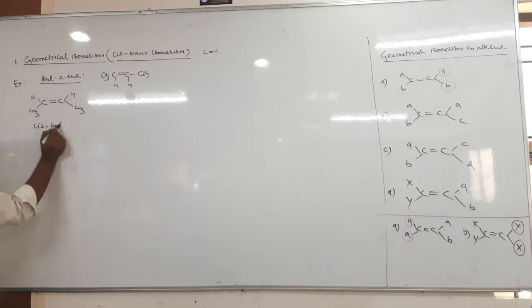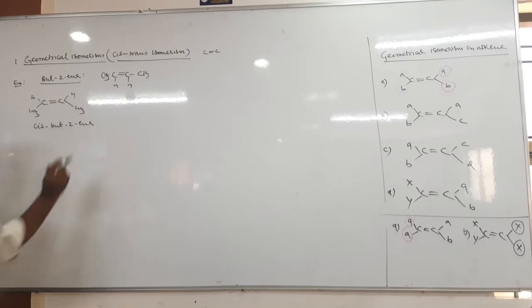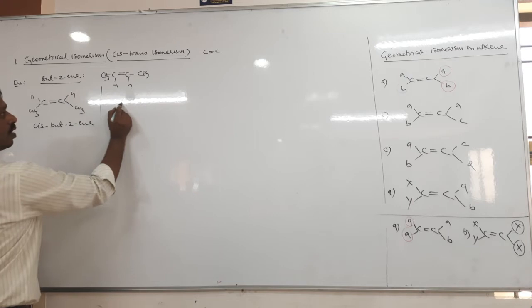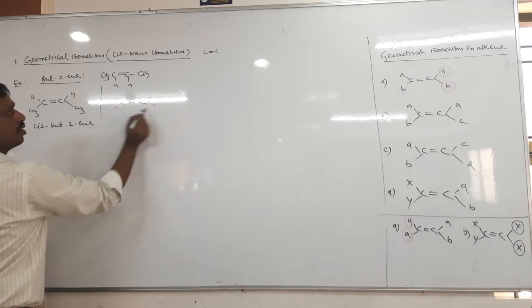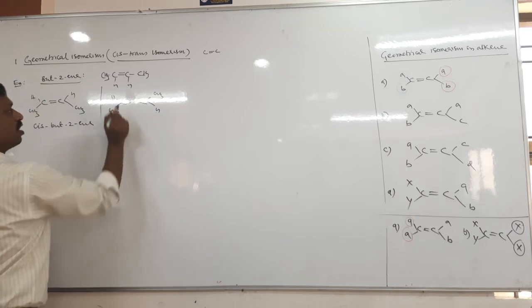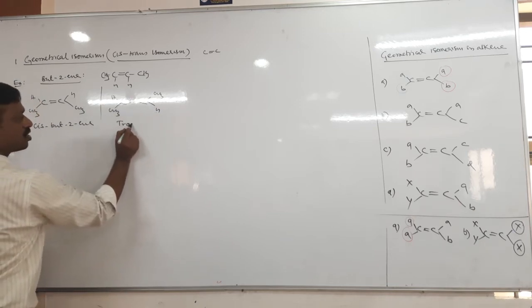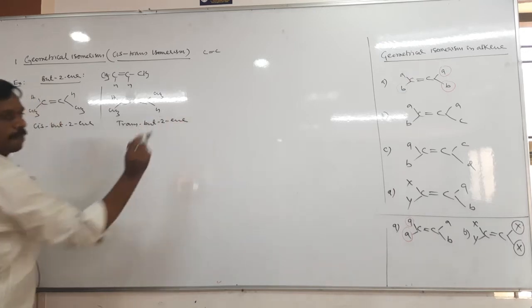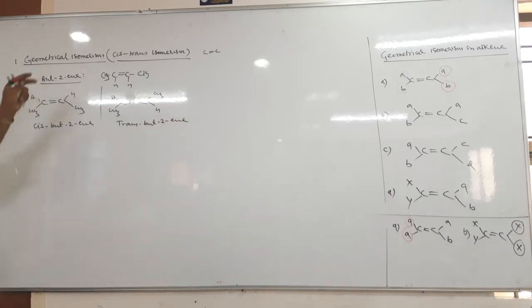Cis butene. So what about trans? Carbon-carbon double bond. If two identical groups are on opposite sides of the double bond, it is called trans. Trans butene. Therefore, butene has two structures: cis butene and trans butene. Both are geometrical isomers.